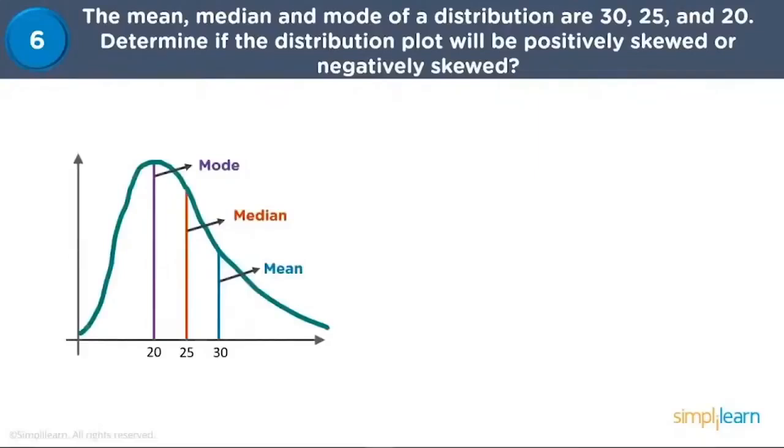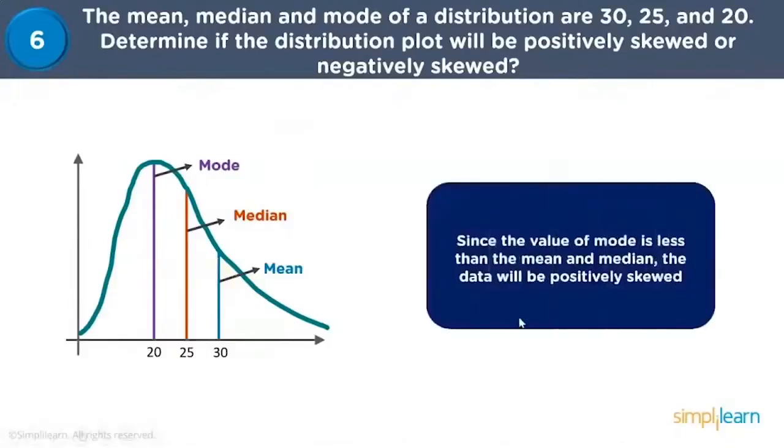So you can see from the distribution graph, the mean is to the right, median to the middle and mode to the left. So since the value of mode is less than the mean and median, the data will be positively skewed. And similarly, the skewness of the distribution is on the left if the mean value is less than the median and the mode occurs at the highest frequency of the distribution.